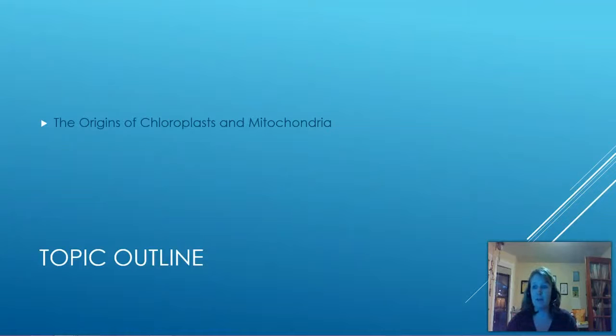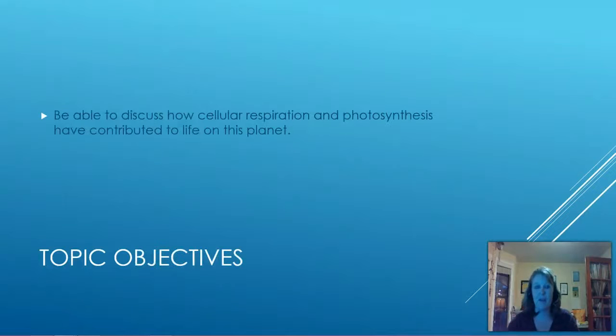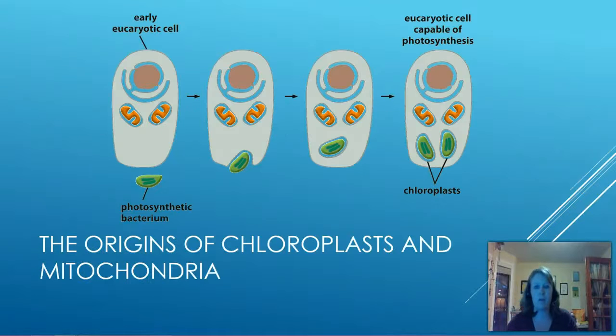So here's our topic outline. It's pretty simple. We're just going to talk about the origins of chloroplasts and mitochondria. And you only have one objective for this topic. It's a short topic, but it's really important. So I expect you to understand these and be able to discuss this concept, but I don't expect it to be the bulk of the understanding coming out of this chapter. So it's important to understand, but the main focus for you should be in the first two topics. All right, so let's go ahead and get started.